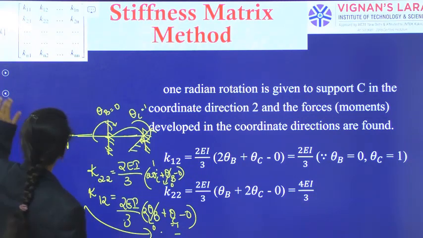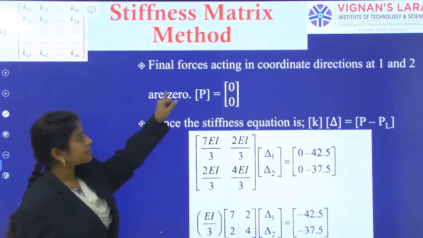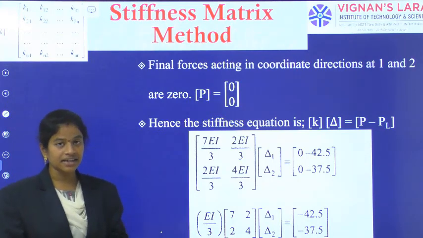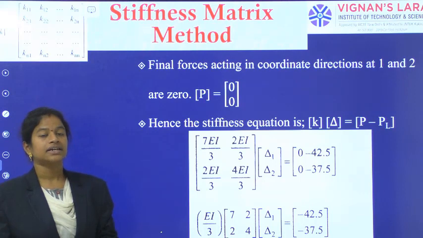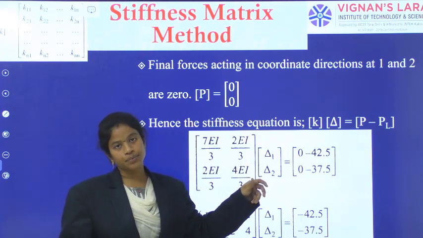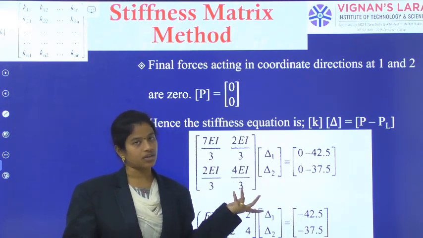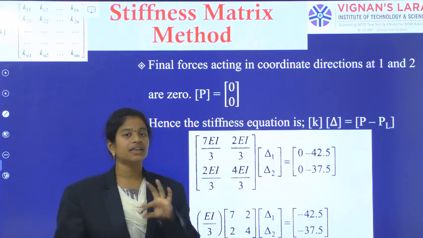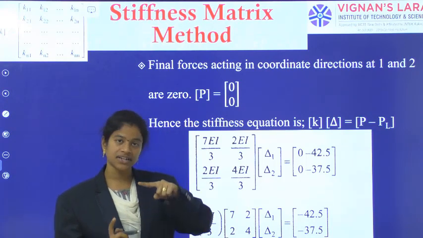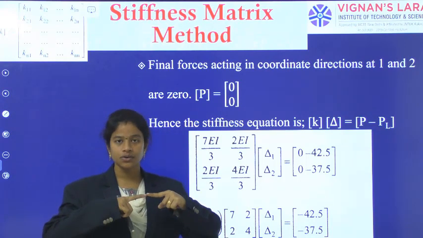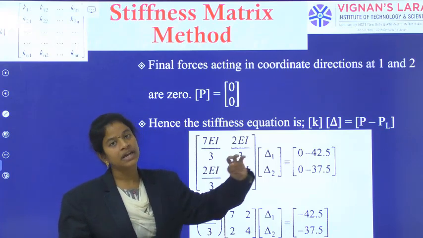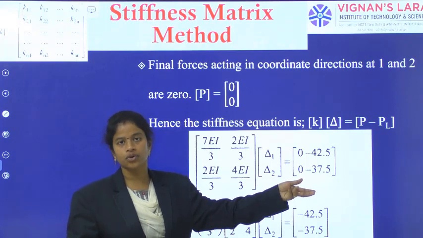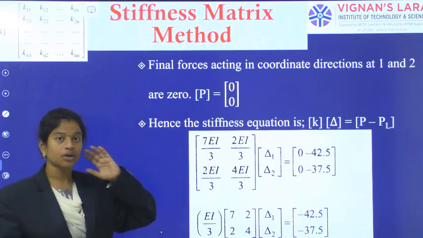Now, keeping all the things in the stiffness matrix, the final forces acting in directions 1 and 2 are as follows. After knowing all the things, at the fixed end C there is no moment, and at B there is no support moment in that direction, because that will be equilibriumly maintained. So equilibrium is maintained, the net force is 0, and as it is simply supported there is no force for the moment there. The corresponding moment is not there.